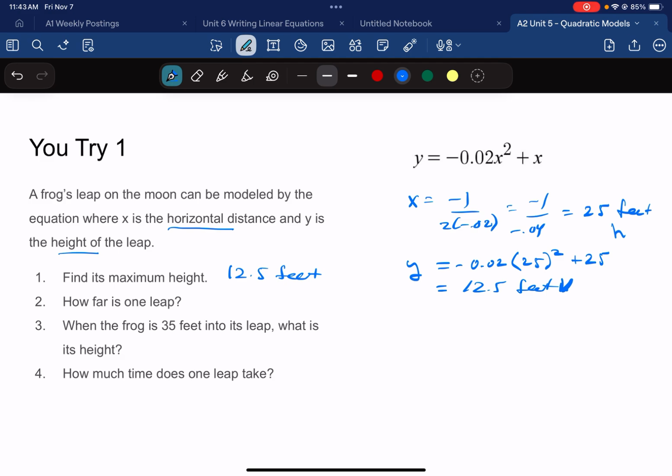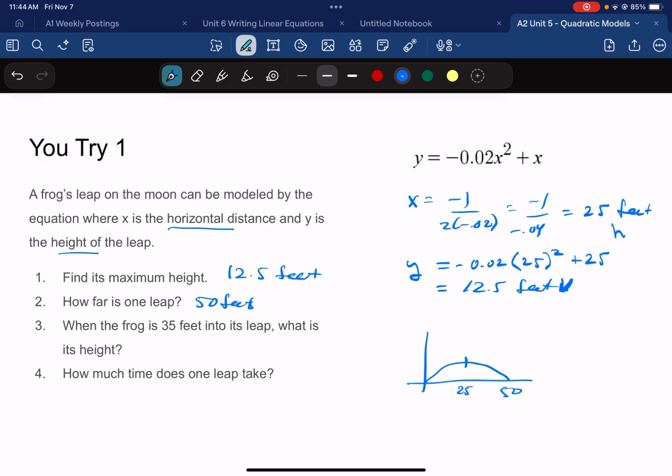How far is one leap? Well, here's what I know. If one leap got me to the maximum height, if I'm on the ground and I leap, right, like this, I know that at the peak we were at 25 horizontal feet. So that means for the full jump we'd be at 50. So all I have to do is just double this vertex value of 25 feet horizontally and get 50 feet horizontally for one leap.